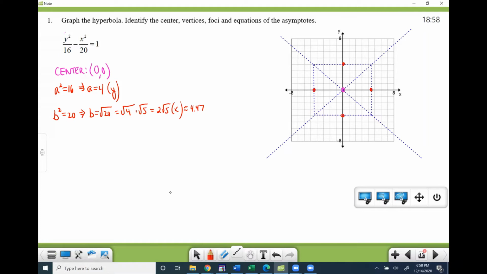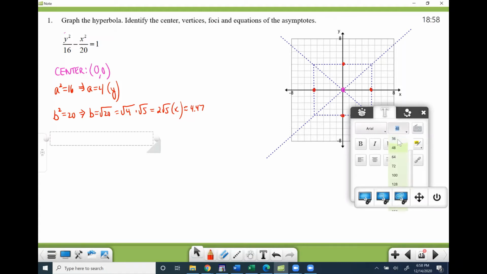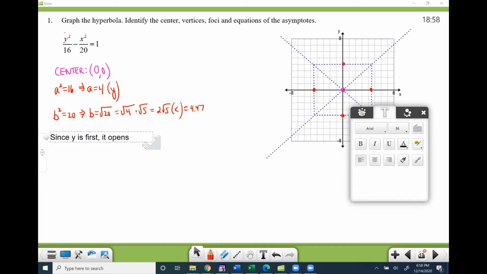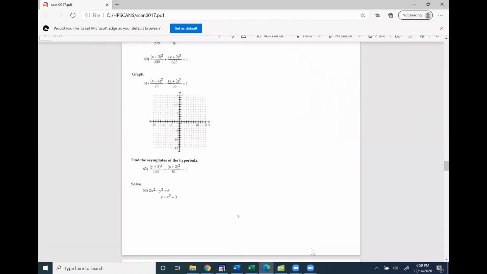Now the reason we need those, why do we need that? Well, since the y is first, you guys, which way does this open up? Does it open up horizontally, left and right, or vertically, up and down? Since y is first, it opens vertically. So we know that it's going to be something like this.